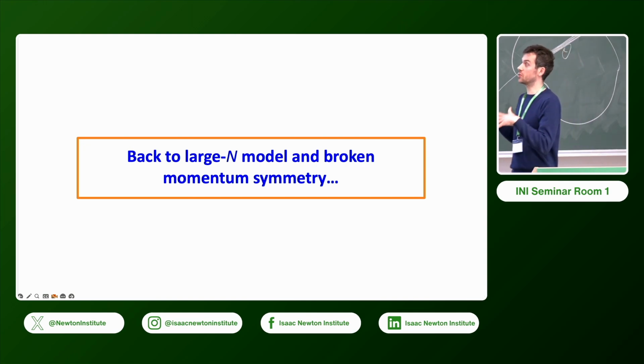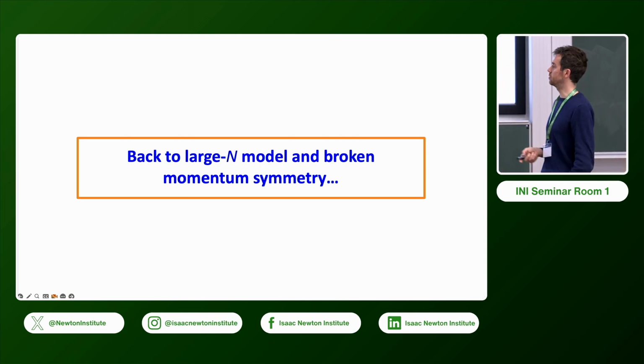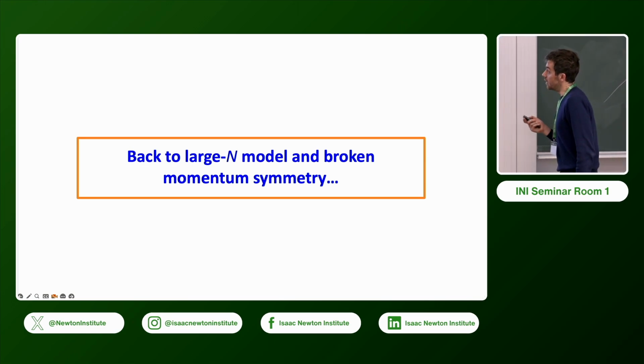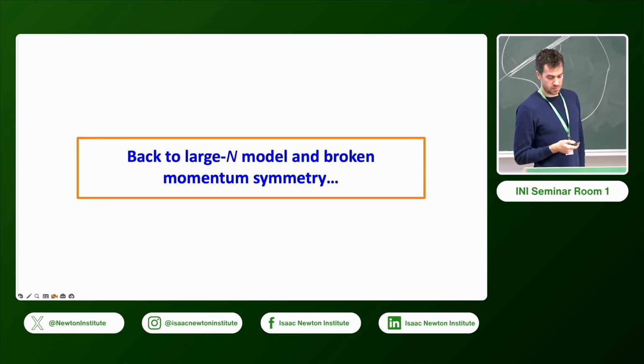Okay, but now back to the large N model. That was just a two-spin sort of exposition. Let's go back to the large N model and think about broken momentum symmetry.